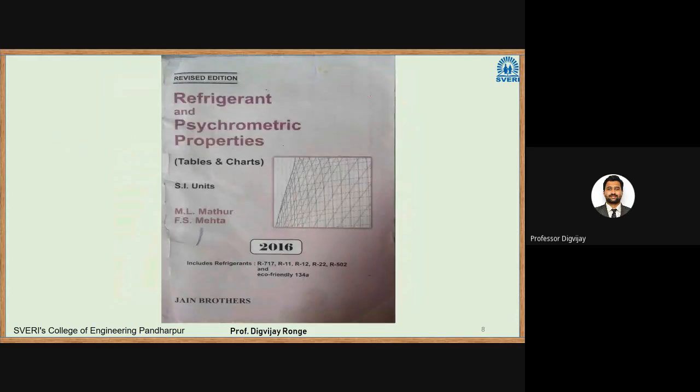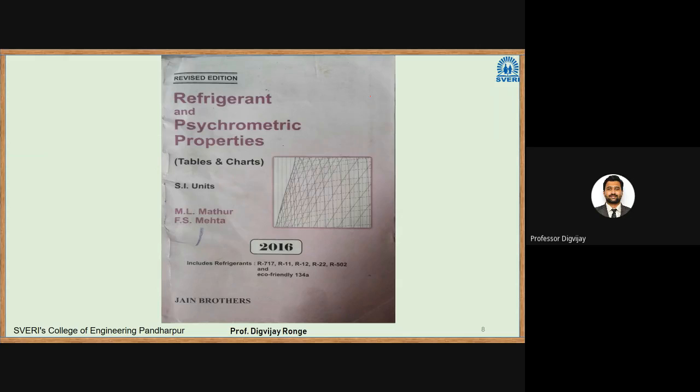Okay. So there is one very small book, like a log table book. It is called Refrigerant and Psychrometric Properties, which contains all these p-h diagrams and all the values for various refrigerants. As mentioned on its cover: R717, R11, R12, R22, R502, and the eco-friendly R134a. All this data is compiled inside this book, and the p-h diagram for each refrigerant is also given. For example, I will take R12, and we'll see its charts and tables.